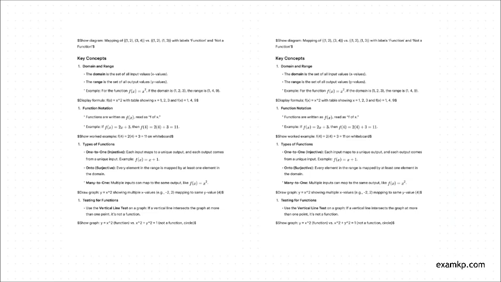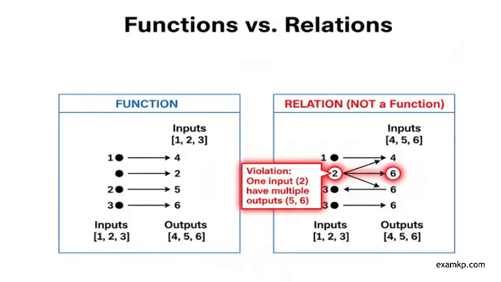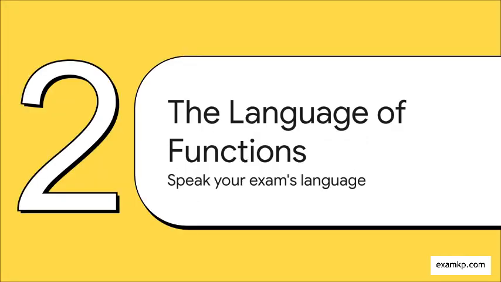Look at the diagram on the left. That's our function. See how every input has just one clean line going to an output. Nice and orderly. But now, look at the one on the right. That one input is trying to be greedy, connecting to two different outputs. That breaks the rule. That's why it's just a relation, not a function.